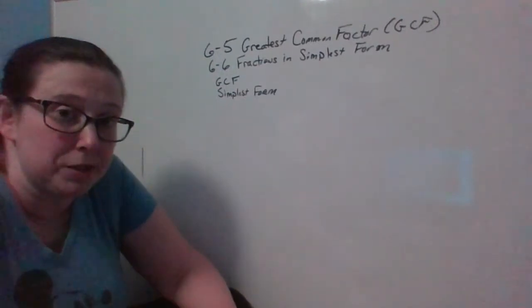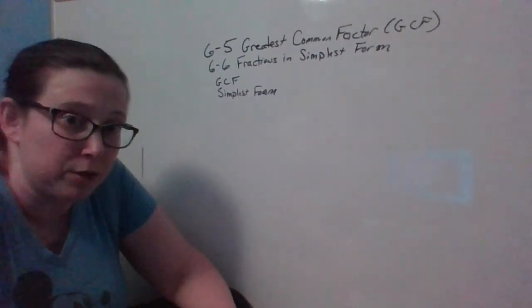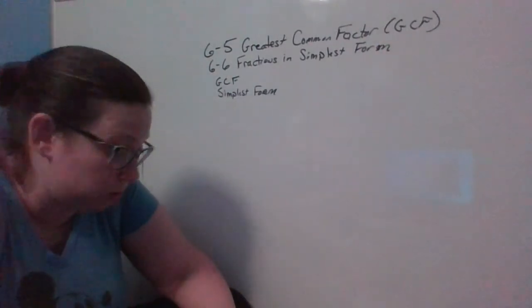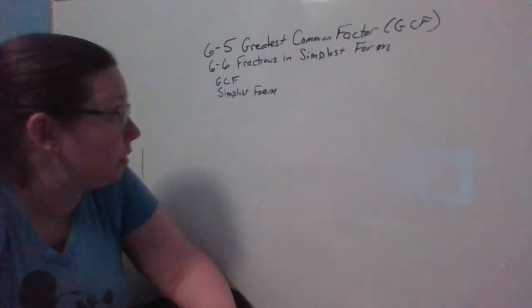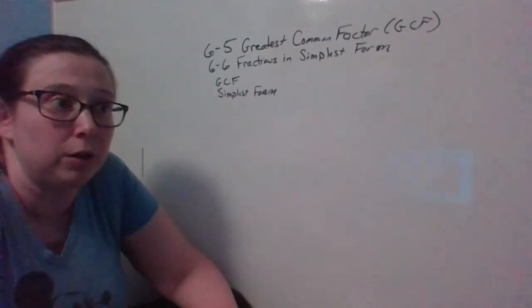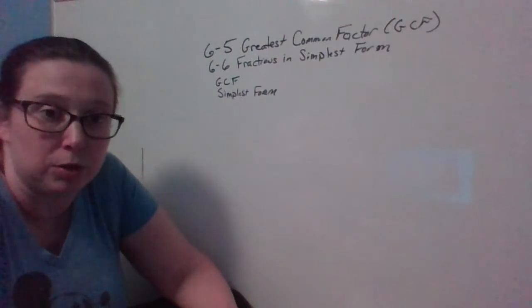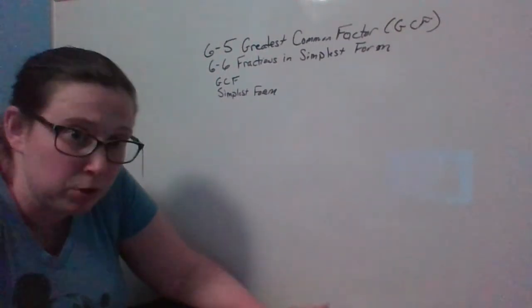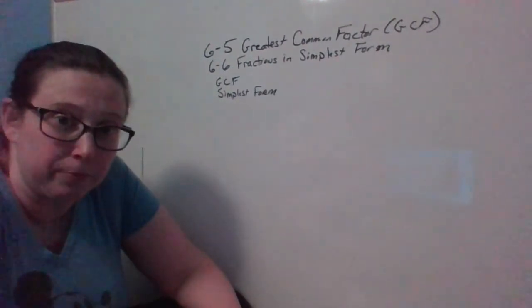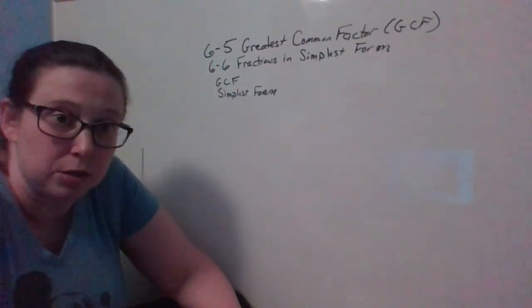All right, the GCF, or greatest common factor, is the biggest number that is a factor for all the numbers you're talking about. So you could be looking for the greatest common factor between two numbers, three numbers, four numbers. However many numbers you have, it is the biggest factor, the largest factor that goes into all of your numbers.